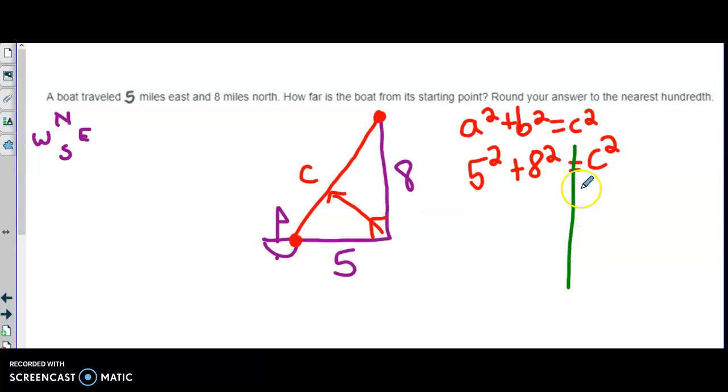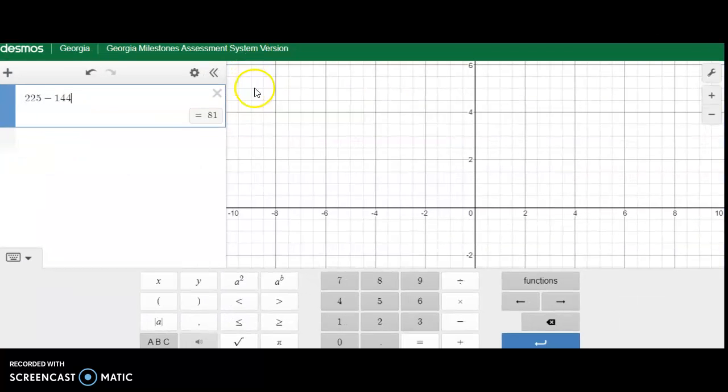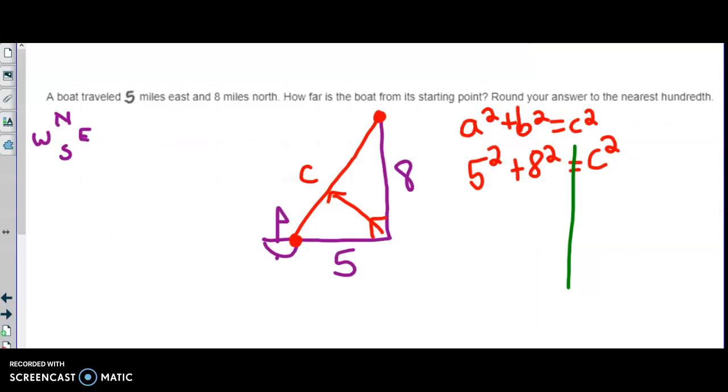So we would type this in our calculator, 5 squared plus 8 squared. And some of y'all can do this in your brain, which is awesome. I'm going to double check in my calculator. 89. Okay, so 89 equals C squared. It doesn't ask for the area of the square. It asks for the distance between the starting point and the ending point. So we're not done yet. We've got to get rid of the square.